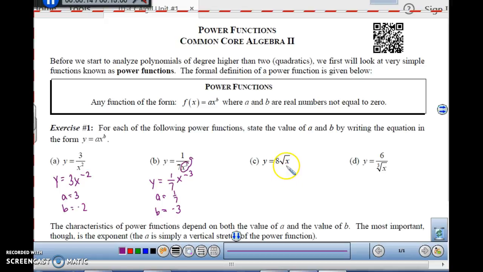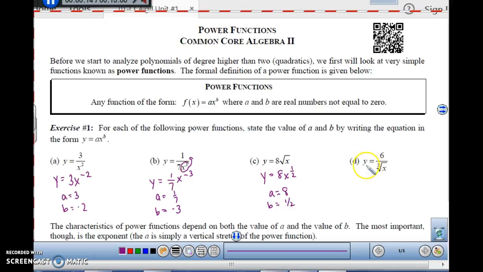All right, y equals 8 times the square root of x. Well, how do we write the square root of x with an exponent? Well, remember, it's power over root, so this is actually y equals 8x to the 1/2 power. So ax to the b, a is going to be 8, b is going to be 1/2.